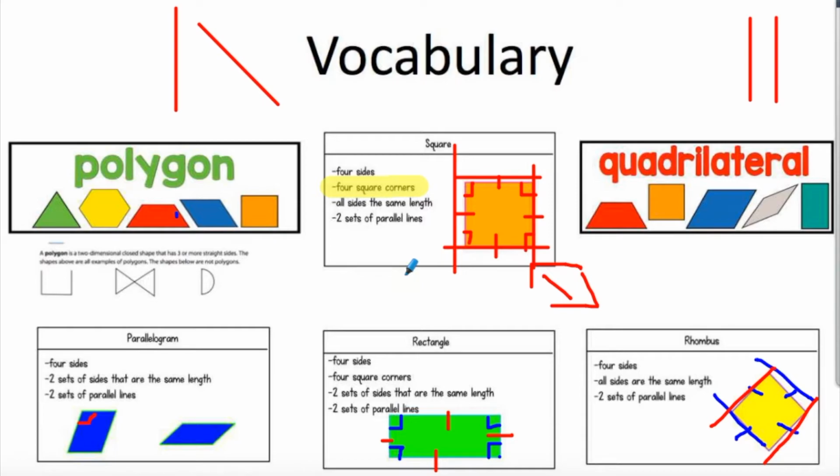So I want you to think about that for a second, because that kind of can be confusing. A square can be a rhombus because it's not required to have 4 square corners, but it's okay to. But a rhombus cannot be a square because for a square you have to have 4 square corners. So if you need to pause the video and think about that, you're more than welcome to.